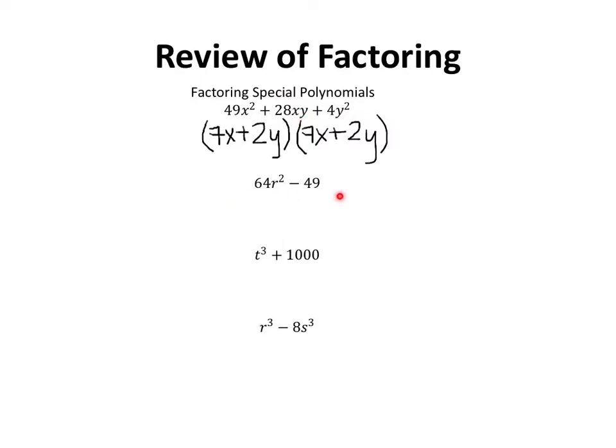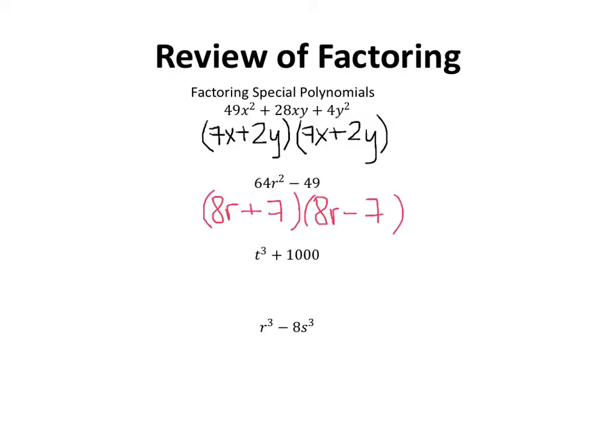The next one, perfect square with a subtraction, that's a difference of 2 squares. There's a formula for this. The formula is you take the square root of each, you make one of them positive and one of them negative.